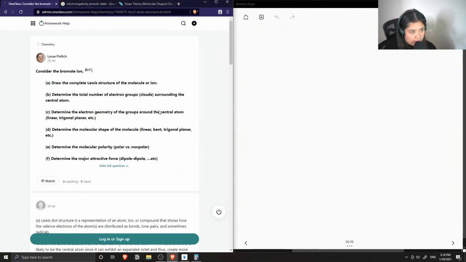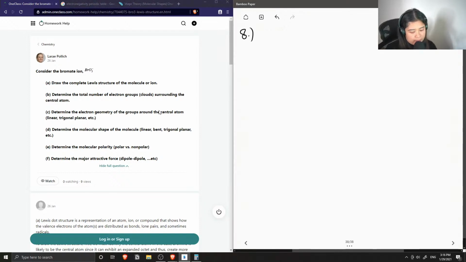Okay, so question number 8 looks like it's multi-step. Consider the bromate ion, BrO3 minus. Draw the complete Lewis structure. Determine the total number of electron groups or clouds surrounding the central atom. Determine the electron geometry of the groups around the central atom. Determine its molecular shape. Determine the molecular polarity, and also determine the attractive force, dipole-dipole, etc.